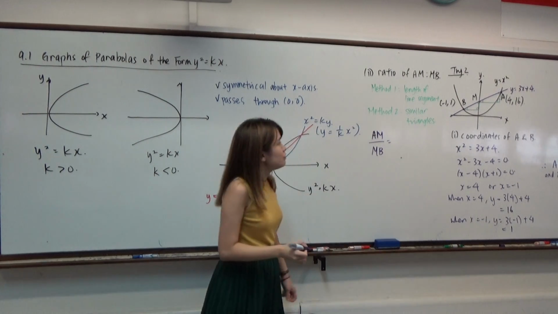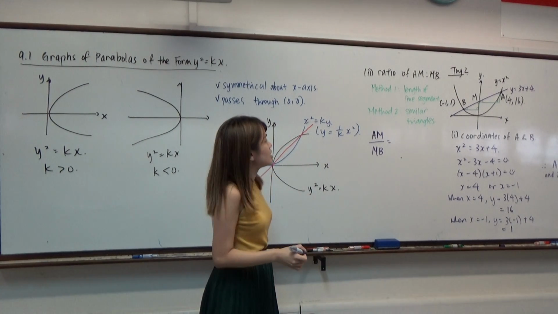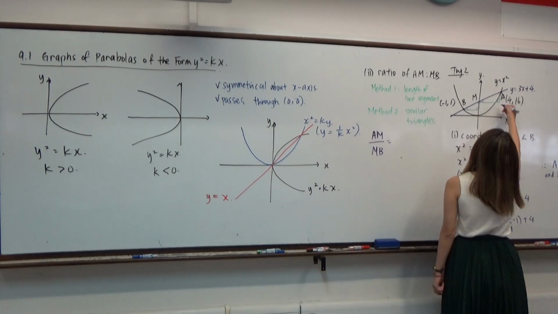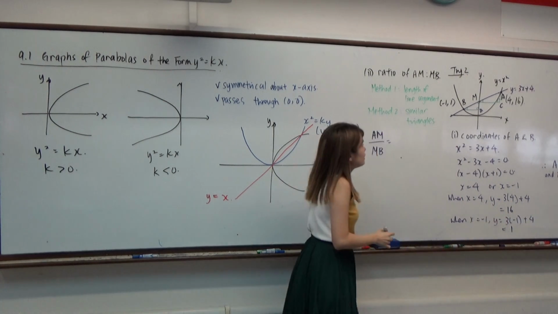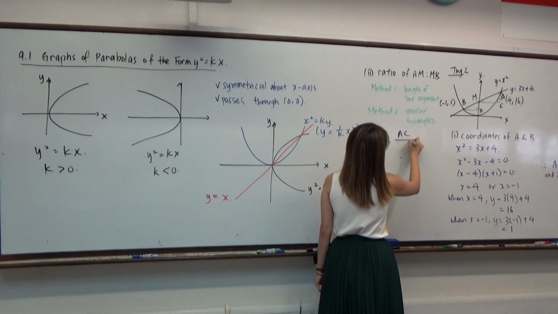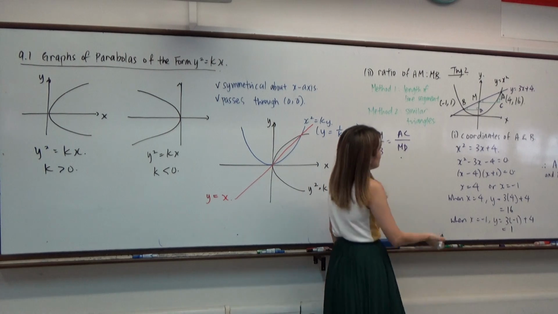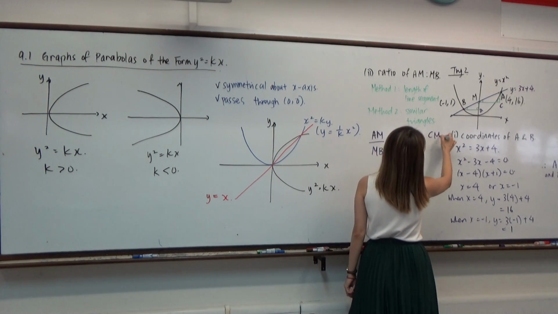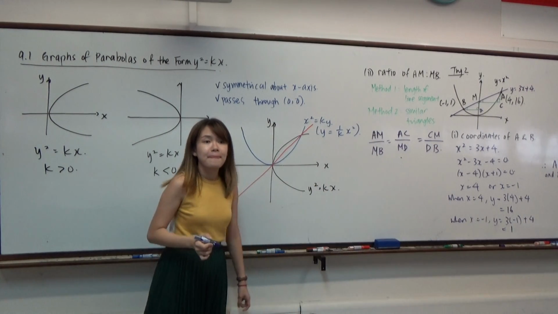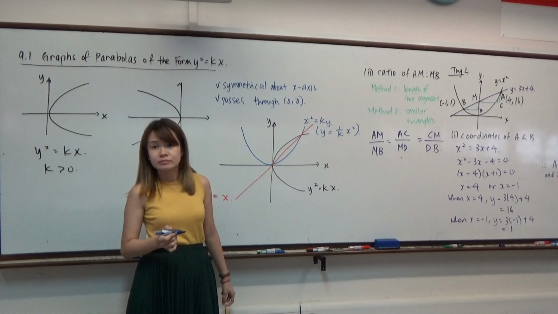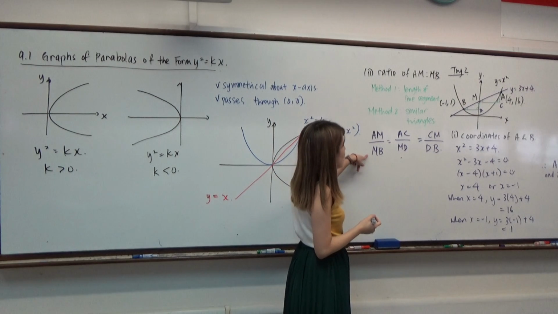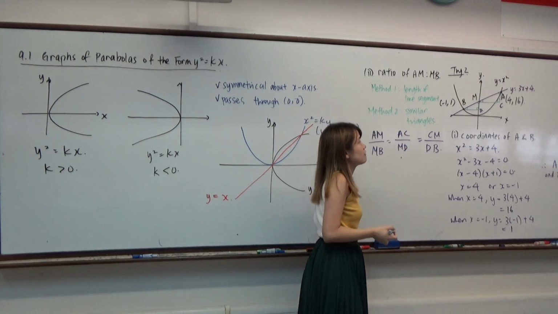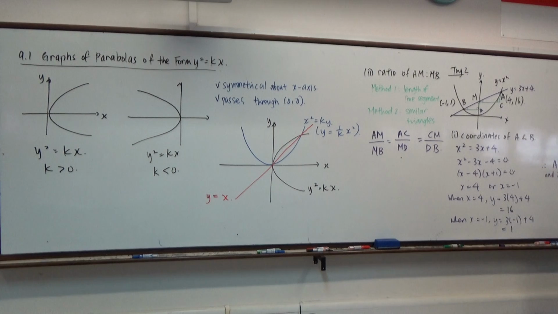Okay, so this ratio will actually be the same as, let me label this as C and D, it will be the same as AC over MD, as well as the same as CM over DB. Right? Anybody not following? Okay, so in order to find out what is AM over MB, we could find the value of any of these two. Which is fairly simple, right?